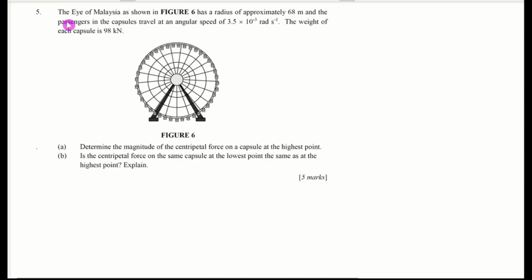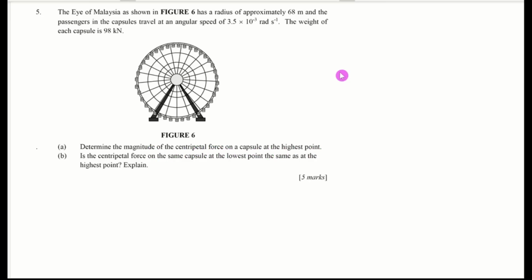Alright, question number 5. So here we have the eye of Malaysia as shown in figure 6 here. And the radius is equal to 68 meter. And the passengers in the capsules travel at angular speed. And please check the unit of the angular speed. So here it is given in radian per second. So tak perlu tukar lagi lah. Okay. And the weight of each capsule is 98 kilonewton. Alright, so now determine the magnitude of the centripetal force on a capsule at the highest point.